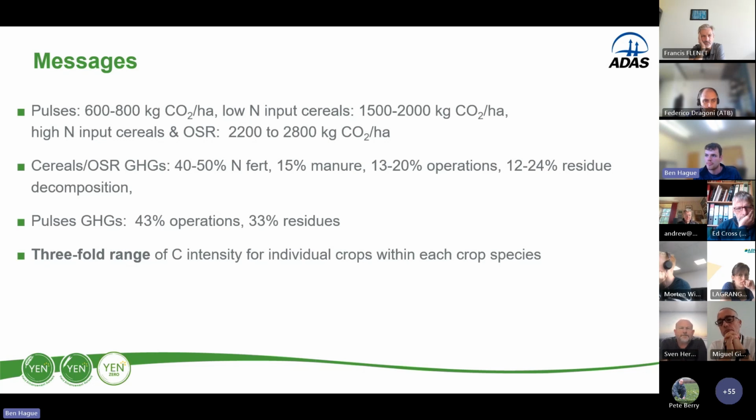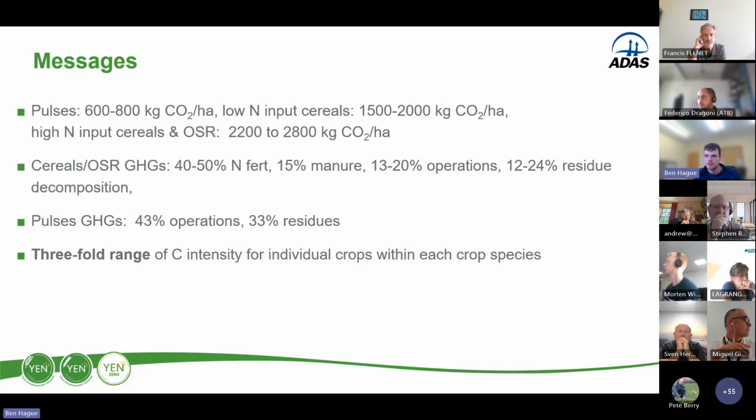So these are things like milling wheats, which have the highest carbon footprint, between 2,200 and 2,800 kilograms of carbon dioxide per hectare. And to summarize the different carbon emission sources for each crop, for cereals and oilseed rape, the main form of greenhouse gas emissions is from nitrogen fertilizer, making up between 40 and 50%. The next is manure application, making up 15%. Operations, so our energy and fuel costs, between 20 and 30%. And lastly, residue decomposition, which can be between 12 and 24%.